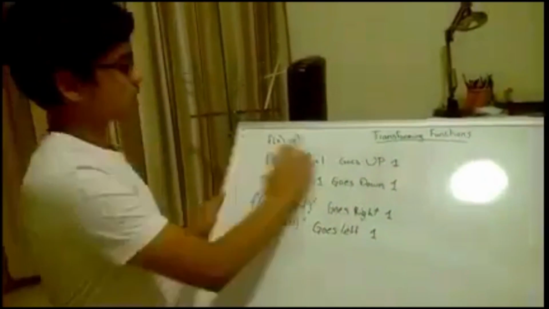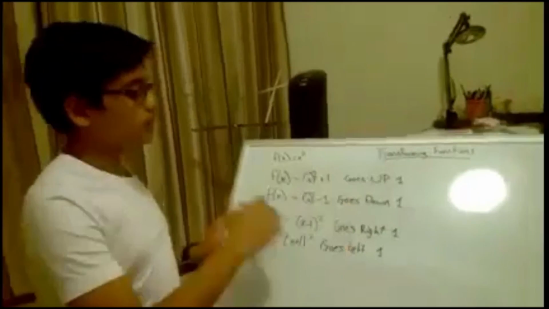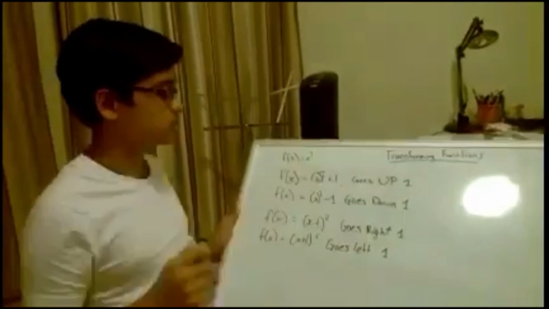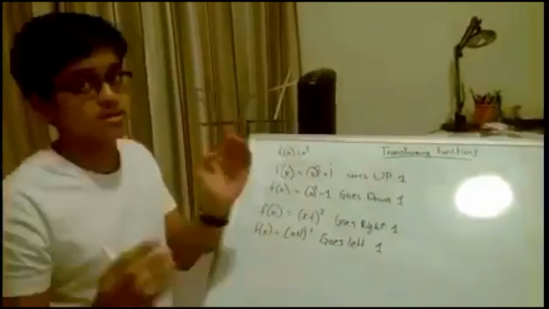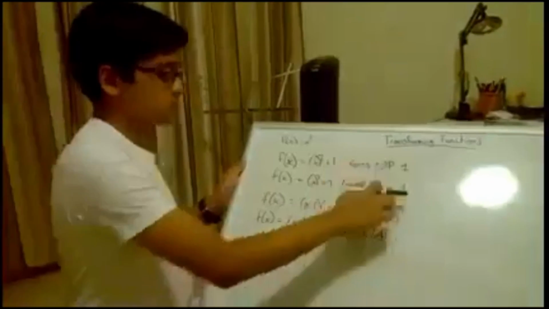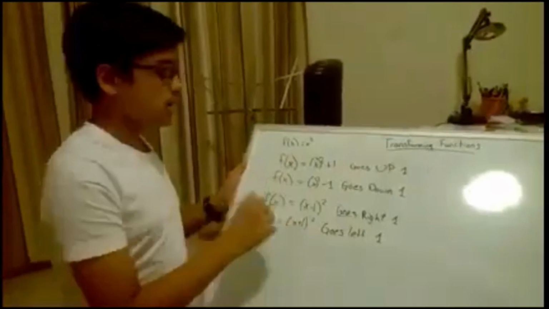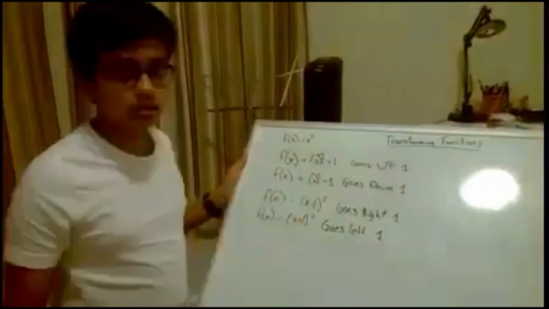In this case, we have the parent function f of x equals x squared. To make this function go up 1, we have to add 1 to the outside of the parentheses, because if it's on the inside, it's side to side, but if it's on the outside, it goes up and down. Likewise, we have to subtract 1 to make it go down 1, subtract 1 inside the parentheses to make it go right 1, and add 1 to make it go left 1, because it's opposite.